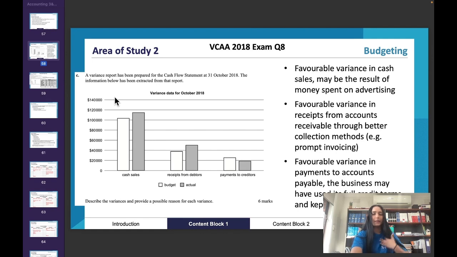So here's another exam question. It's basically asking us to describe the variances and provide a possible reason for each variance. So we would say, the favorable variance in cash sales may be the result of extra money spent on advertising. You could have increased your selling prices, anything like that. Favorable variance in receipts from accounts receivable might be because you have better collection methods, you have better management of accounts receivable. You sent out prompt invoices, stuff like that. And a favorable variance in payments to accounts payable means that the business may have used its full credit terms and kept cash for longer.